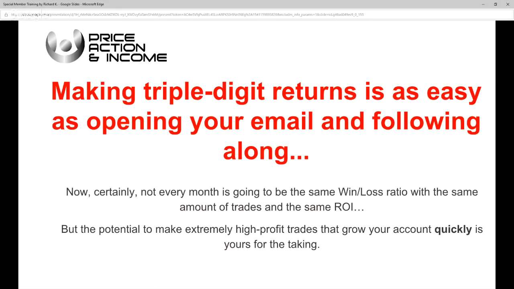Now, certainly not every month is going to be the same win or loss ratio with the same amount of trades and the same ROI. The markets are different. Richard will pick up different trades. We can never know what's going to happen. So this is just examples. But the potential to make extremely high profit trades that grow your account quickly is yours for the taking.